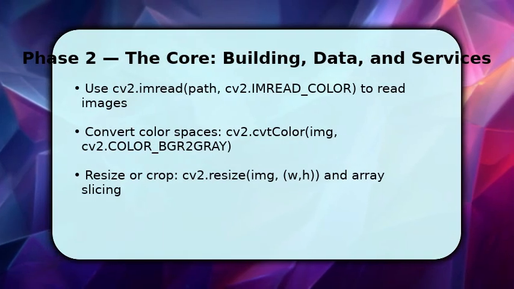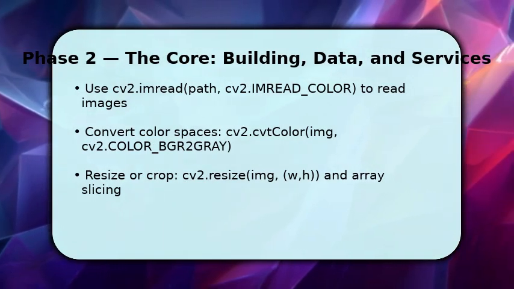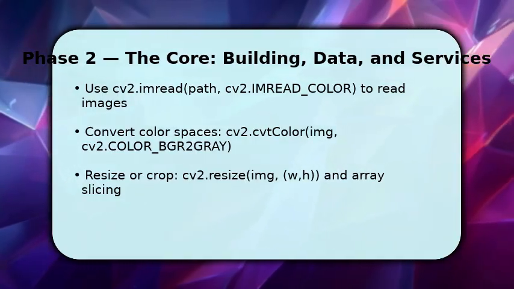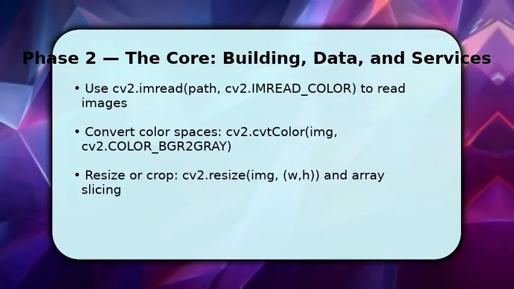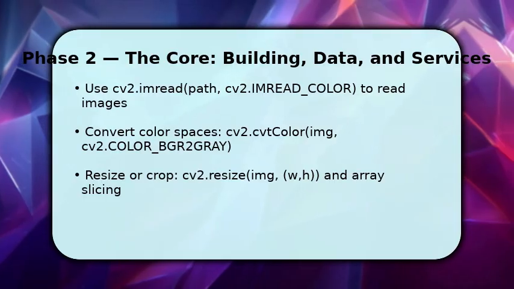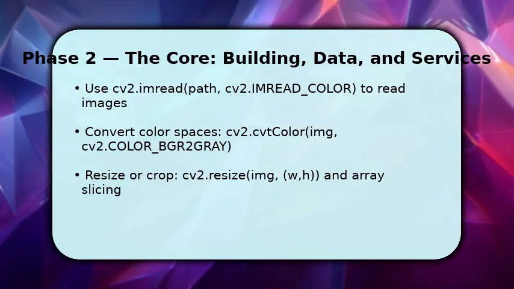Now you load and inspect an image because seeing pixels guides choices. Read with cv2.imread and check for None to catch path errors. If you see BGR colors, convert to RGB or grayscale using cv2.cvtColor depending on the task.